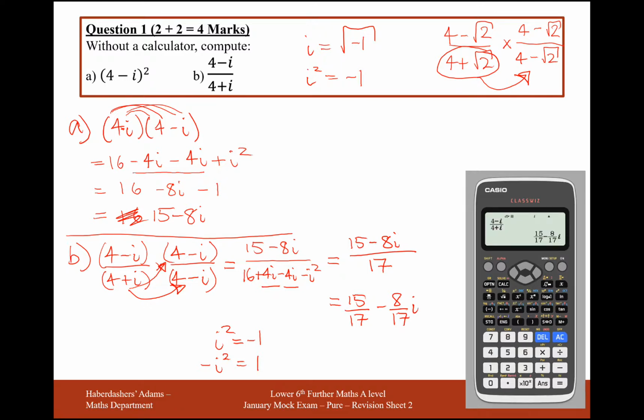Let's just check that on the calculator. You can do exactly the same thing. Just type in your question and it gives you the answer, which is pretty handy. Okay, these questions here are real basics of complex numbers. So if you haven't understood anything that we've done here, please go and see your teacher and do more practice of this. These are the basics of complex numbers. Okay, 4 marks.